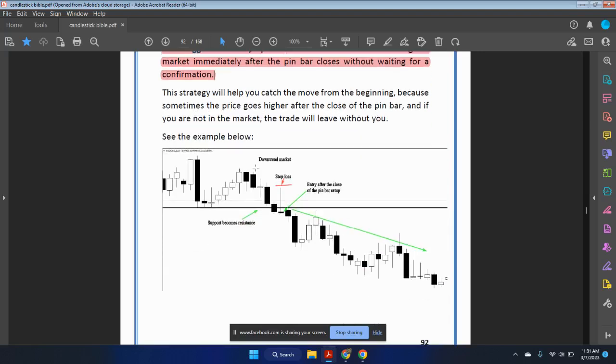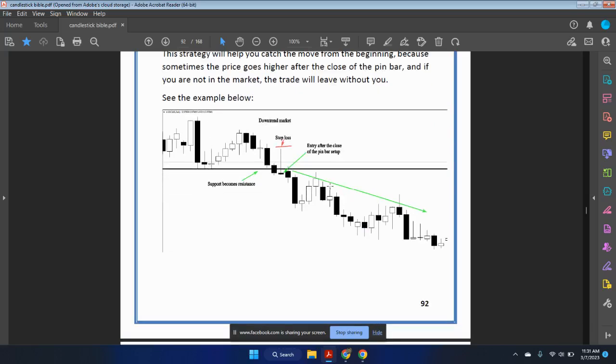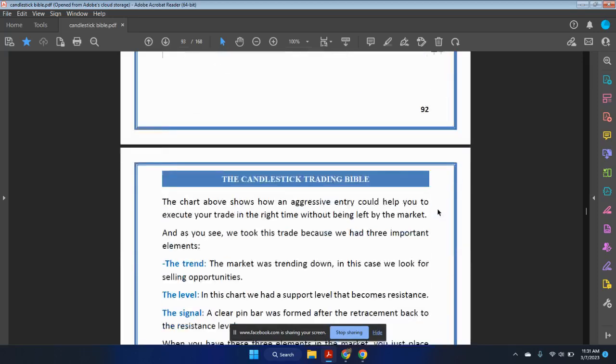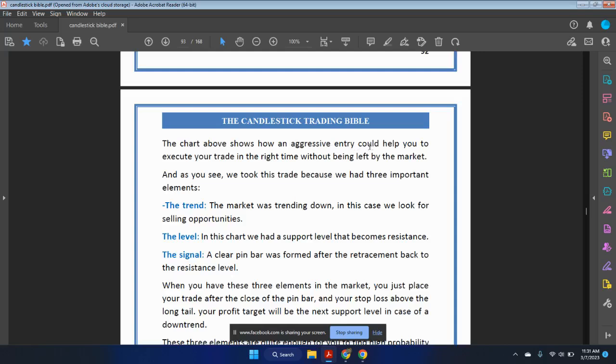And then it has, see the example below. So they have a downtrend. Support now becomes resistance. And here's that pin bar that was created. You enter after the close of the pin bar. So you enter here, and you want to have your stop loss where price went up that pin bar and then it went down. It says the chart above shows how an aggressive entry could help you to execute your trade at the right time without being left by the market. And as you see, we took this trade because we had three important elements. The trend: the market was trending down. In this case, we look for selling opportunities.